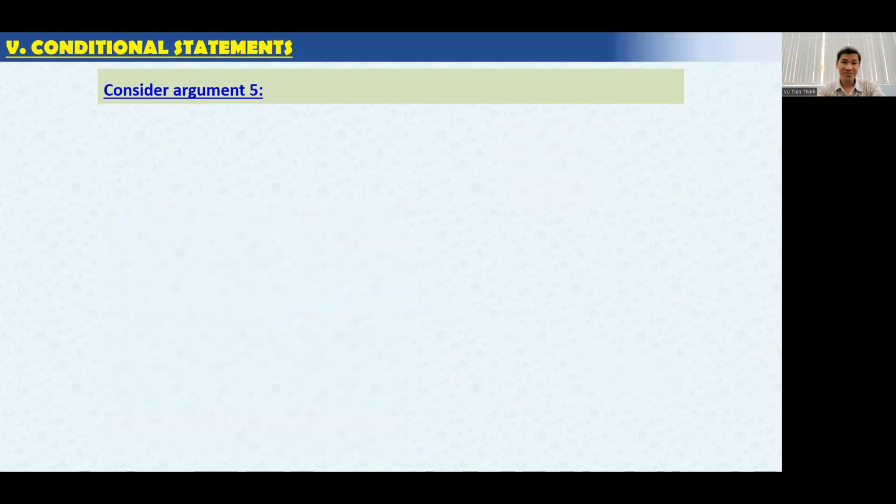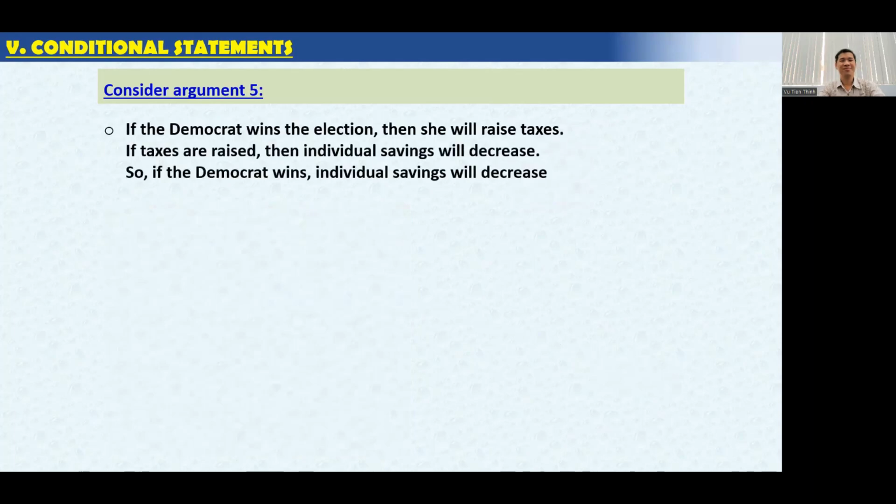Case number 5. If the Democrat wins the election, then she will raise the taxes. If the taxes are raised, then individual savings will decrease. So if the Democrat wins, individual savings will decrease.